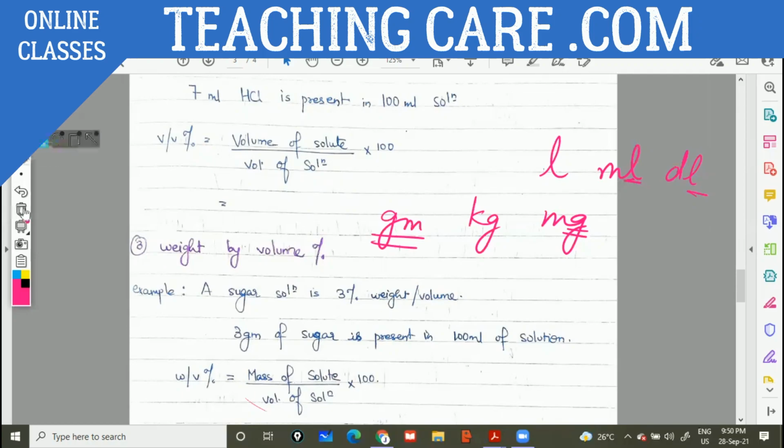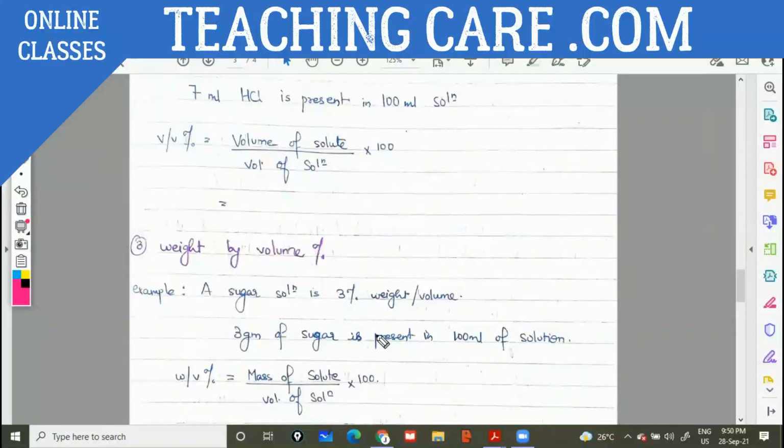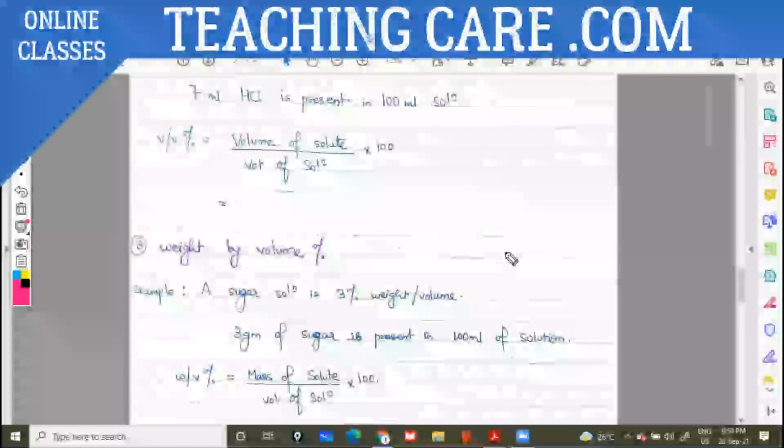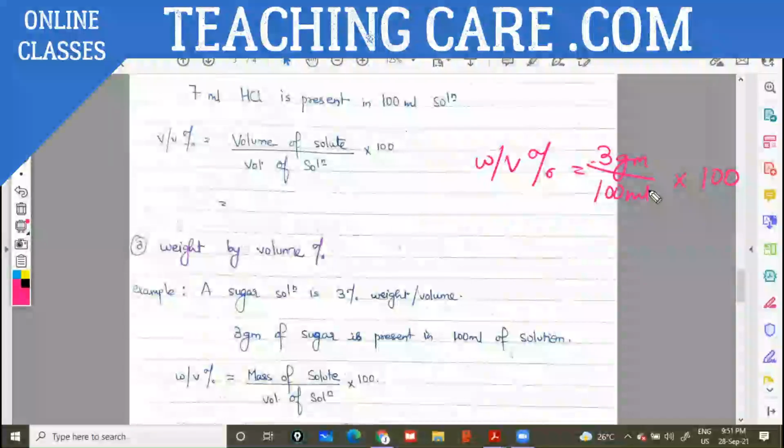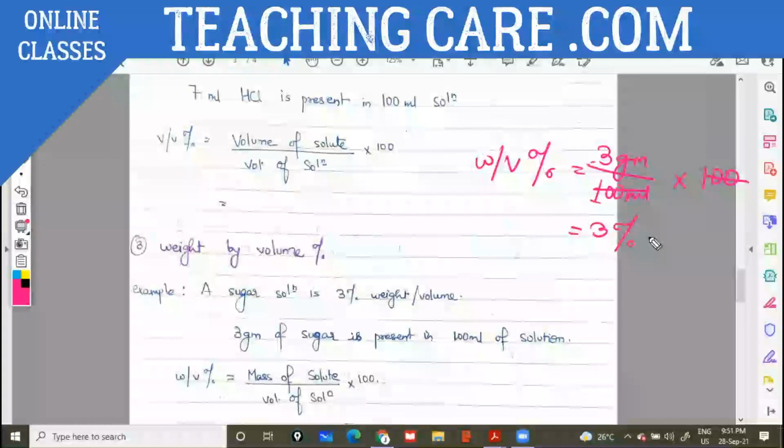Say for example, here it is 3% weight by volume. It means 3 gram of sugar is present in 100 ml of the solution. So, what will be the weight by volume percent? It will be mass, that is 3 gram, by volume, 100 ml, into 100. So that will be equal to 3%.